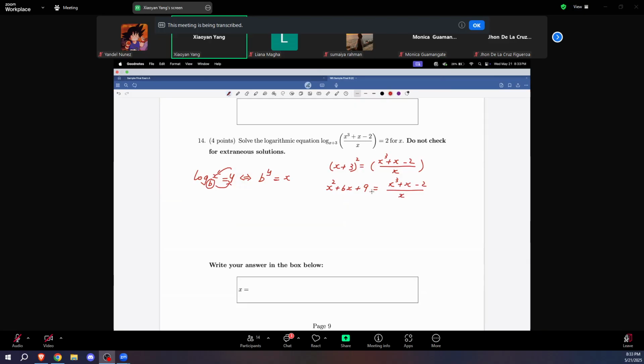Since this is an equal sign, you can cross multiply. If it is a greater-than-or-equal-to, you are not allowed to cross multiply. This equal sign, you can cross multiply. So we have x times x squared plus 6x plus 9 equal to x cubed plus x minus 2. So we just distribute: x times x squared will be x cubed, same level add the power, 6x squared plus 9x equal to x cubed plus x minus 2.